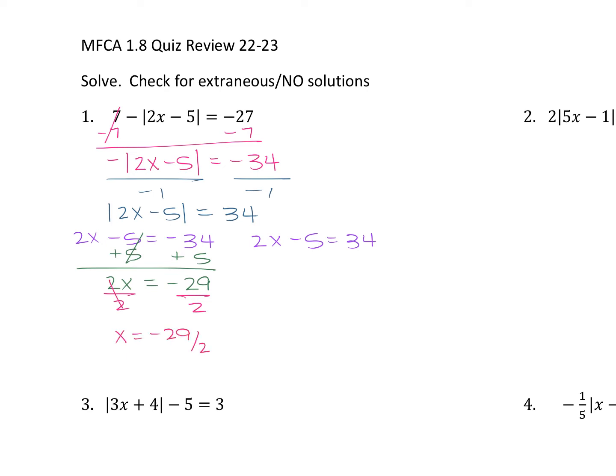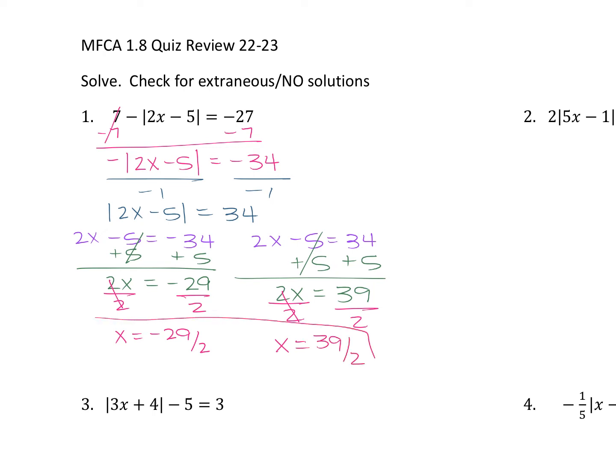For the other, we move the 5 over, adding it to both sides. All right, so from here, we're going to have 2x is equal to 39. And then we divide each side by the 2. And we get that x is 39 over 2. So both of these are your answers.